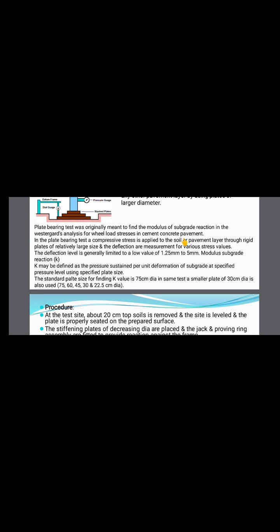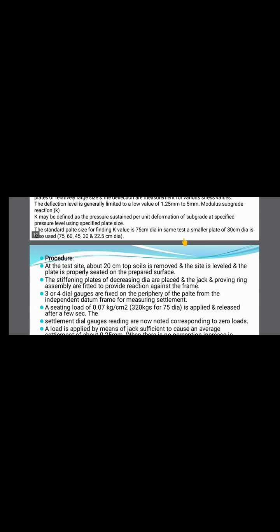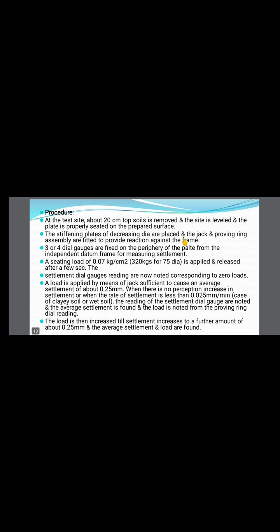The standard plate size for finding the K value is 75 cm diameter. In the same test, a smaller plate of 30 cm diameter is also used, that is 75, 60, 45, 30, 22.5 cm diameters. The procedure is as follows. At the site, about 20 cm of topsoil is removed and the site is leveled. The plate is properly seated on the prepared surface.